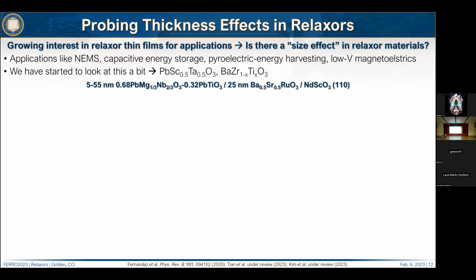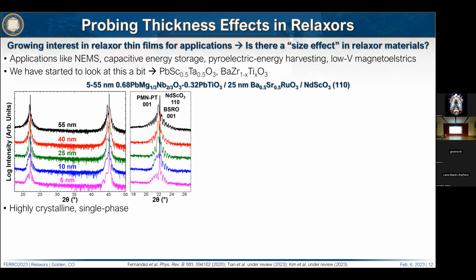Okay, so what we did is we created a thickness series of the same PMN-PT structures that we talked about previously, but using this kind of low strain state that we had before. So we can grow these sorts of things. Here's some X-ray diffraction. Peaks all look very good. Nice Laue fringes. Everything kind of looks as we expect.